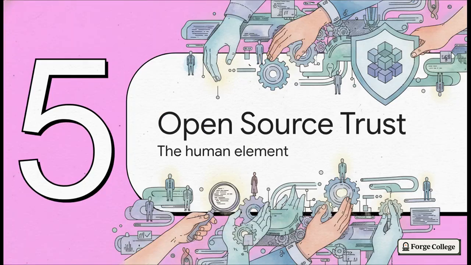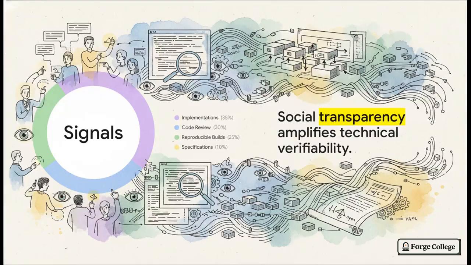Section 5. Open Source Trust. Bringing in the human element. Now, beyond the cold, hard math, we have to talk about how social transparency actually amplifies all this technical verifiability. Public code reviews mean you've got hundreds of slightly paranoid eyes actively hunting for flaws.